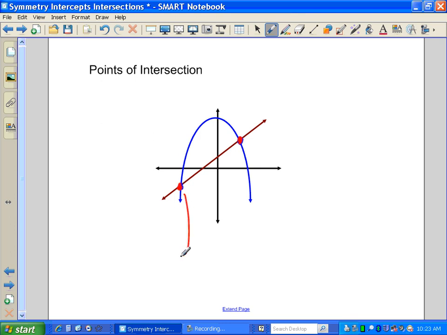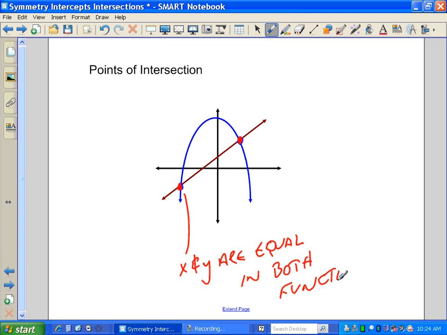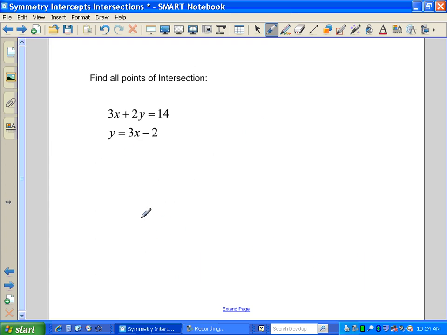And essentially, x and y are equal in both functions at those points. That's what makes it a point of intersection. That's what we're always looking for, the values where x and y are equal to each other. So we're going to check into that. The easiest thing to do is just do some sort of substitution. Plug that in. This goes back to Math 2 when you're solving systems of equations.